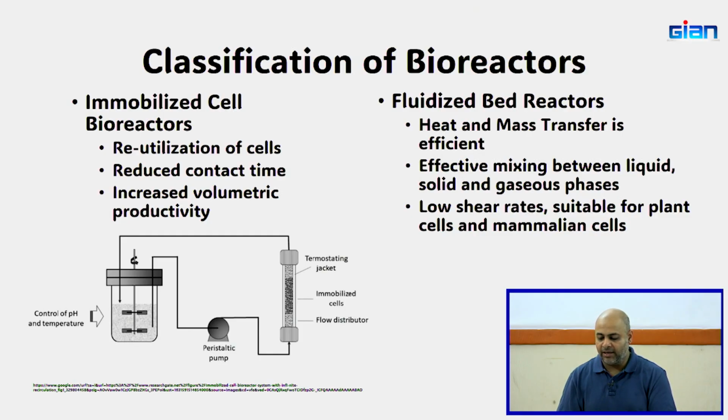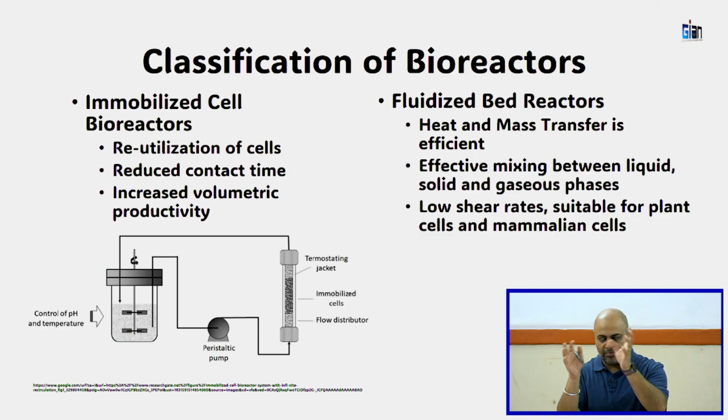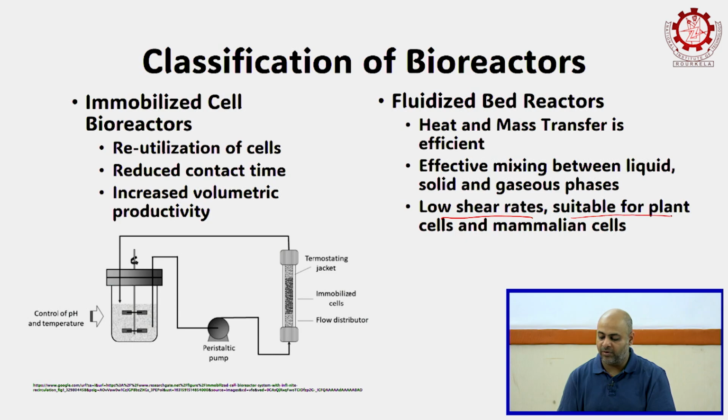In fluidized bed reactors, heat and mass transfer is efficient because everything is fluidized. So the transfer of temperature and the mass movement would be appropriate. There is effective mixing between liquid, solid, and gaseous phases, and it has a very low shear rate, suitable for plant cells and mammalian cells. So depending upon the type of host, let's say you are going to use mammalian cells as a host to grow something, you would like to go for a fluidized bed bioreactor.